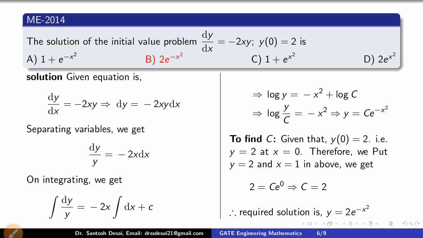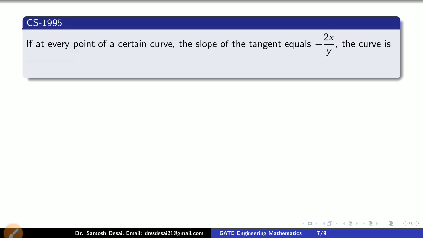Now I hope it is clear. Now let us take one more. If at every point of a certain curve the slope of the tangent equals minus 2x upon y, then the curve is: the options are straight line, parabola, circle and an ellipse. Now here the equation is not given, but you can form the equation from the given information. What is given is that the slope of tangent is equal to minus 2x upon y.